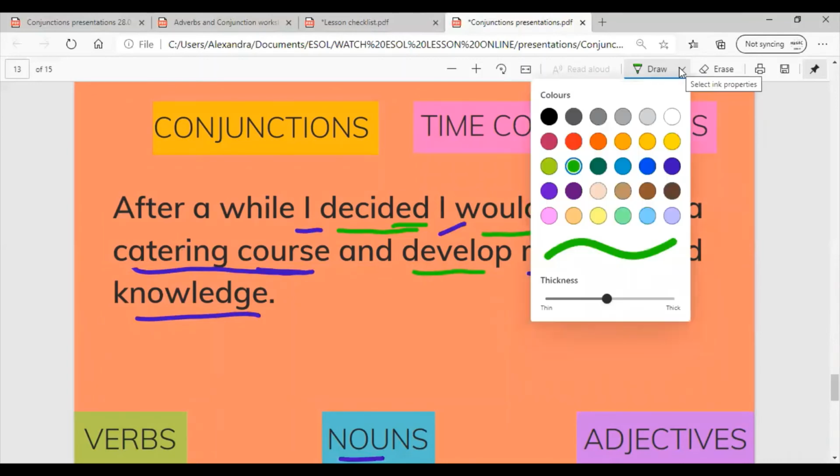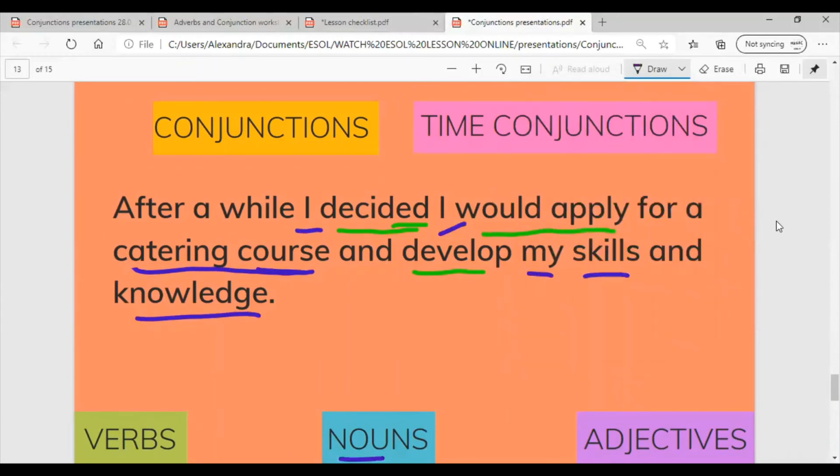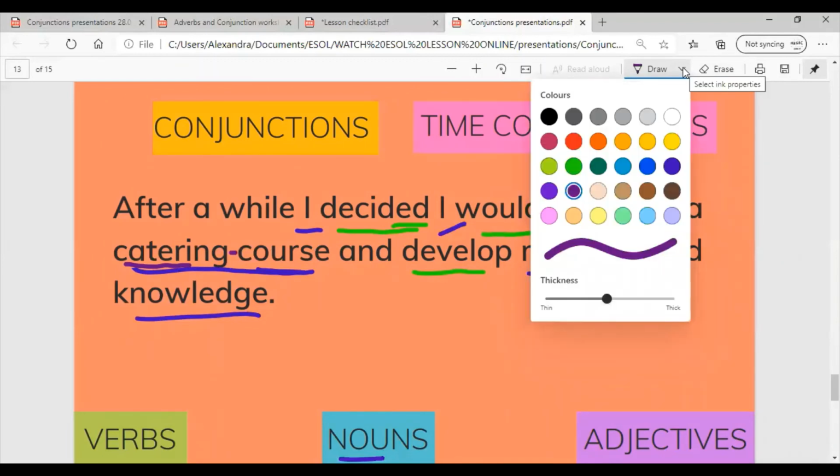Okay, so now we're going to look, are there any adjectives? Now you could maybe count catering as an adjective as it's describing what type of course, or you could just count it all as one noun, catering course. Sometimes different things can apply to the same word, but in general, adjectives describe the noun.